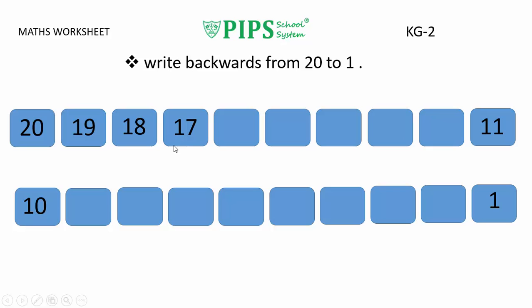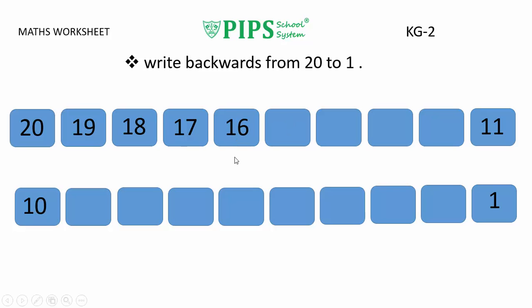KG2 class, can you tell me the number which comes before 17? Start backward counting from 20. 20, 19, 18, 17, 16. 16 comes before 17. So we will write the number 16 in the empty box.